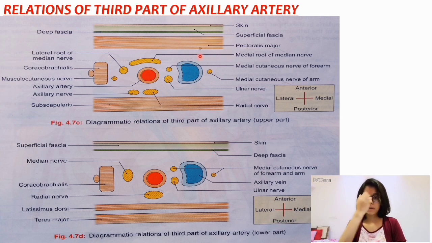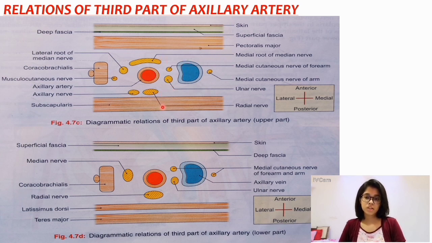Now in the upper part, along with the skin and the superficial and deep fascia, the two additional anterior relations include pectoralis major muscle and the medial root of median nerve. Here you can see that medial cord has split into its branches. One being the medial root of median nerve comes in the anterior relation.